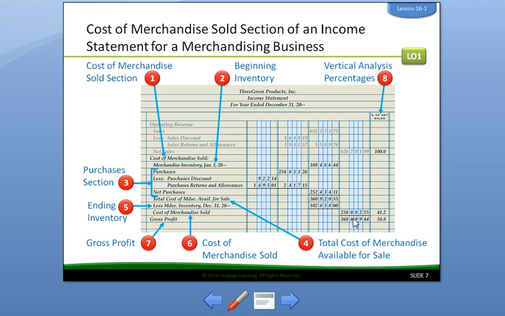Okay, you can rewind that if you need a refresher. Then we need to do our vertical analysis, figure out the percentages. So 100% right here is divide each amount in the fourth column by the amount of net sales.